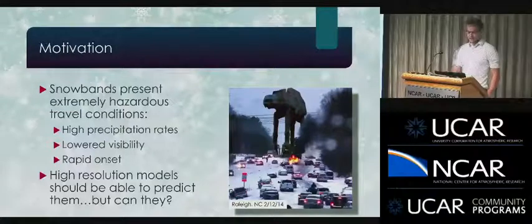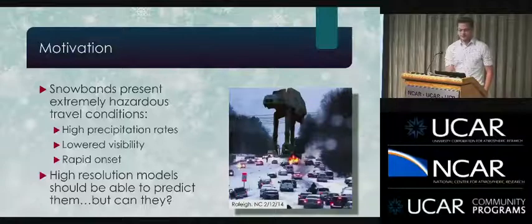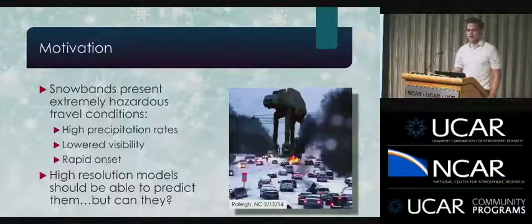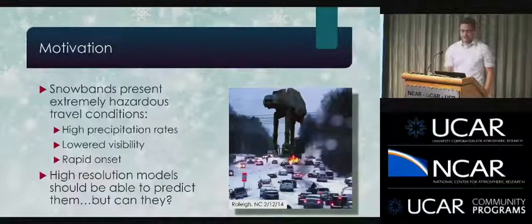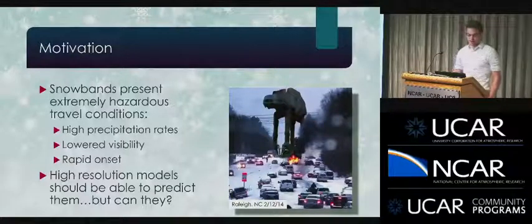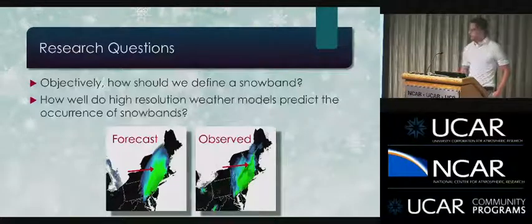And in theory, high-resolution weather models like the High-Resolution Rapid Refresh should be able to predict these bands, because the High-Resolution Rapid Refresh has a resolution of 3 kilometers, and at minimum, the bands we're looking at have a width of about 20 kilometers. So my research questions: first, objectively, how should we define a snowband?